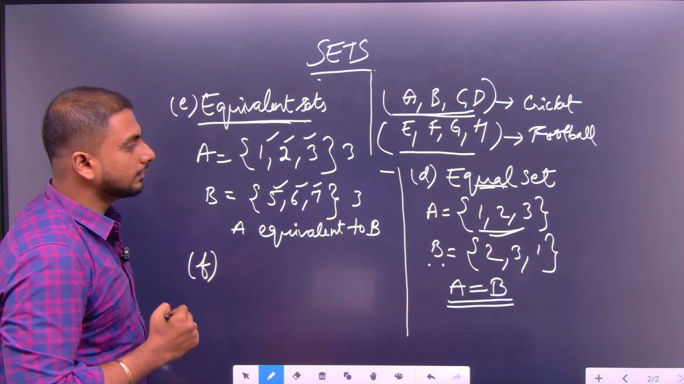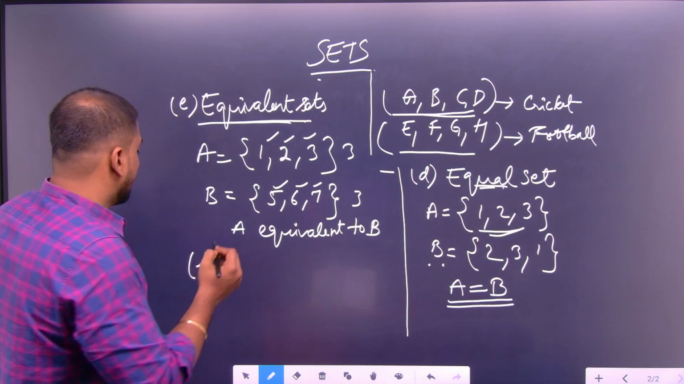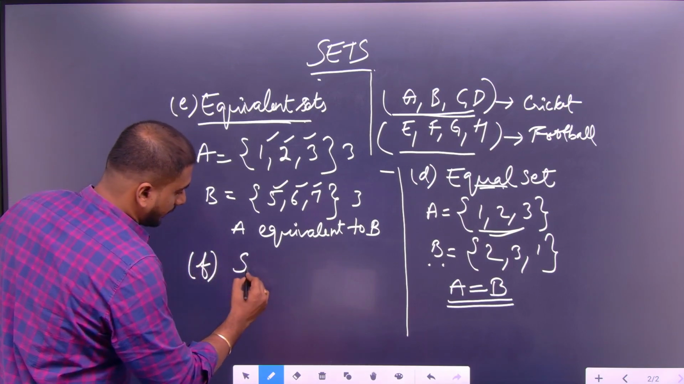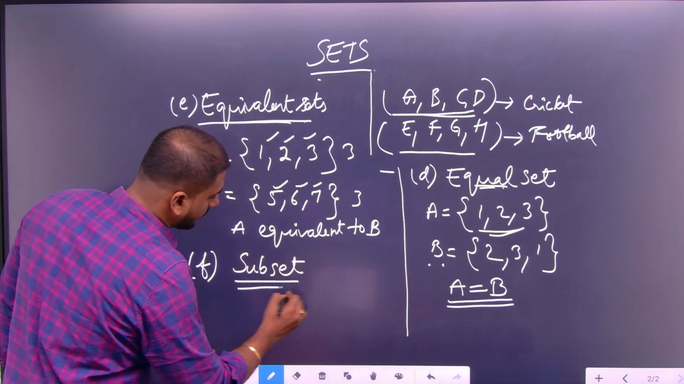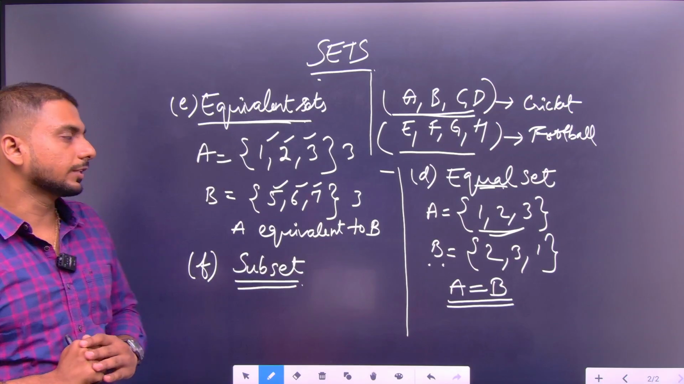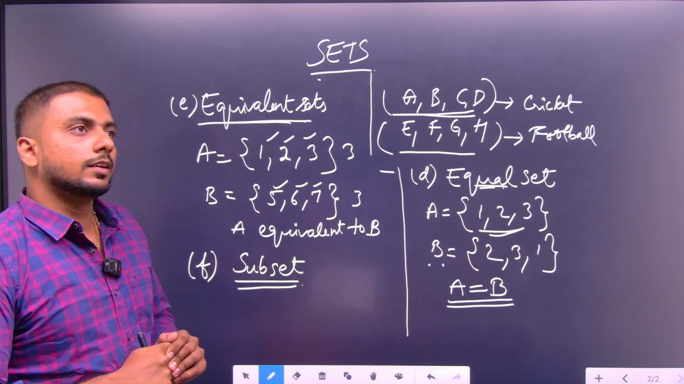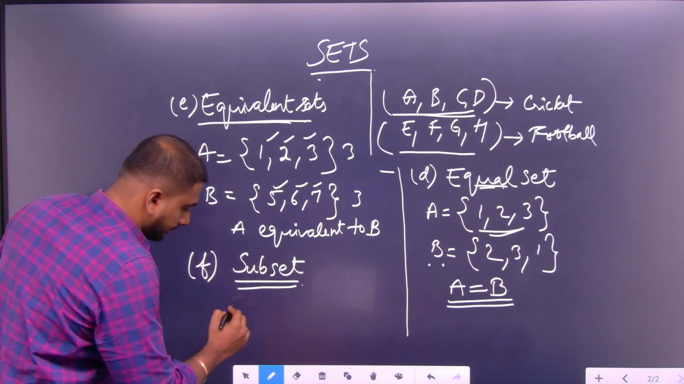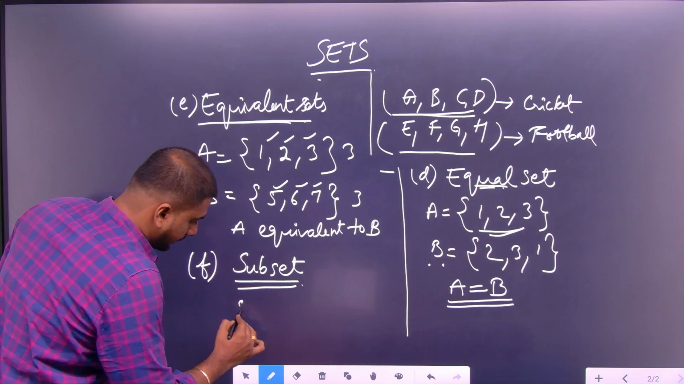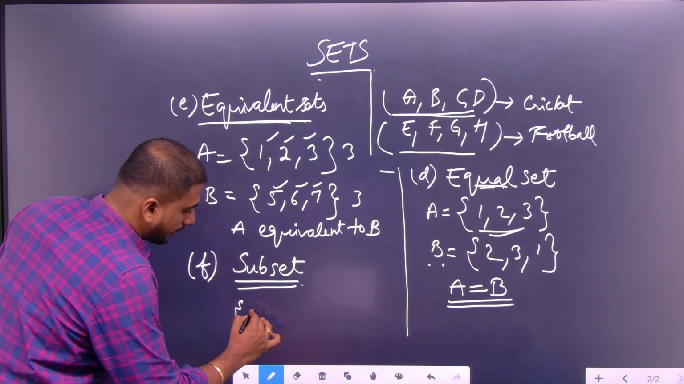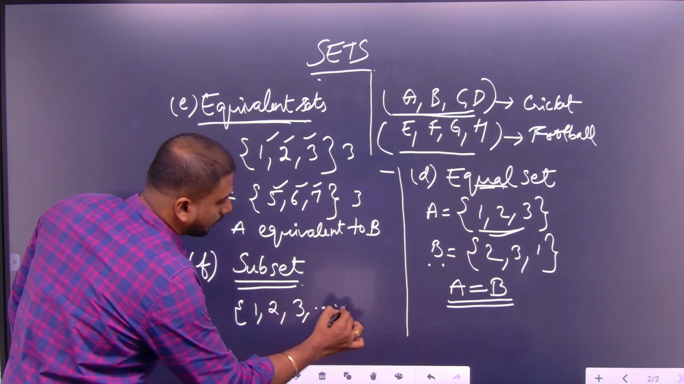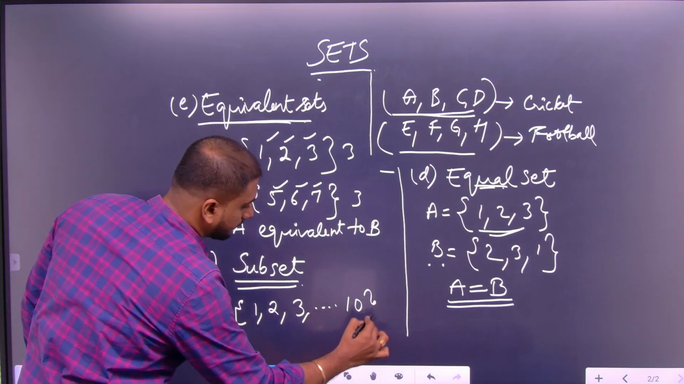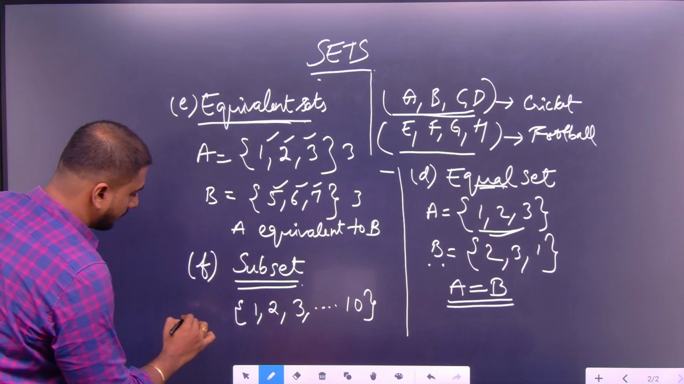Next will be another type of set that is known as subset. What do you mean by a subset? Let's consider a set of numbers from 1 to 10, 1, 2, 3 and so on up to 10, that is named as A.